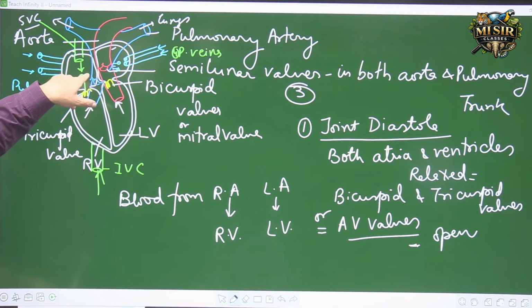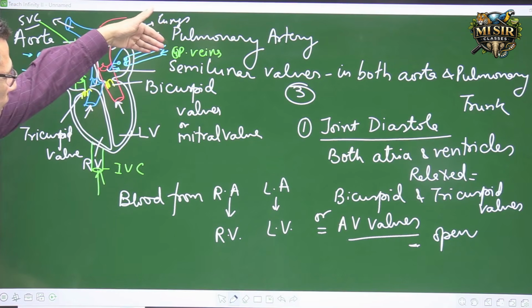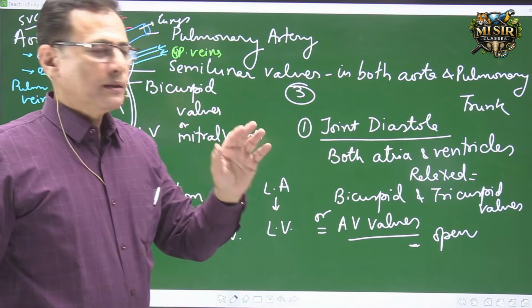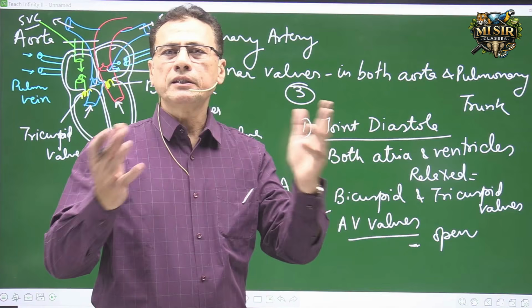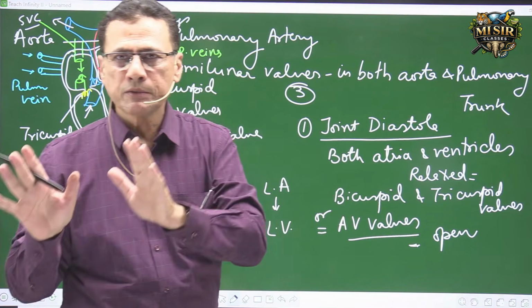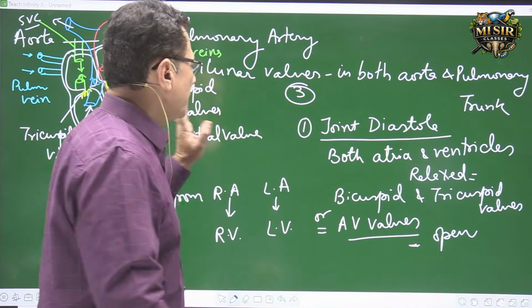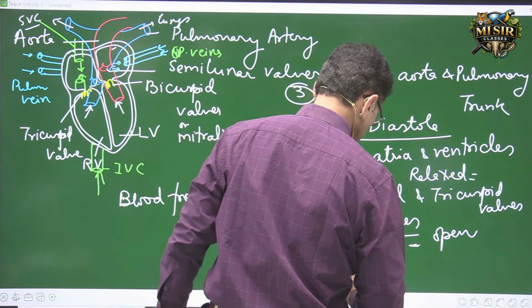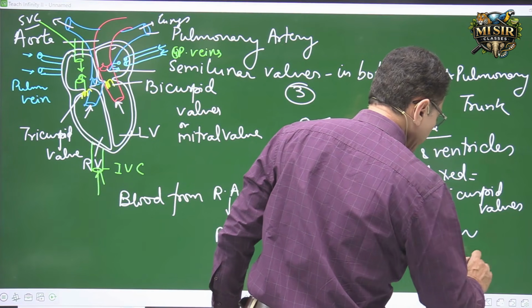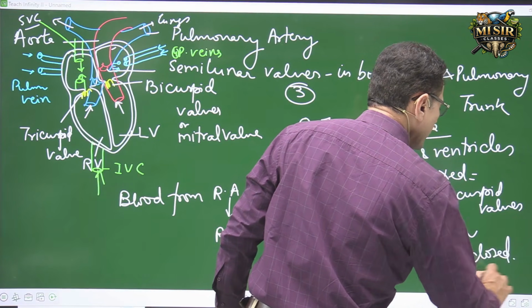Since both these valves are open, blood which is coming from 4 pulmonary veins from lungs and superior as well as inferior vena cava, which is coming to the right atria, passively comes into the ventricles. This is the condition which is called joint diastole. Both the chambers, upper chambers and lower chambers, are relaxed. Bicuspid and tricuspid valves are also open. Semilunar valves are closed.